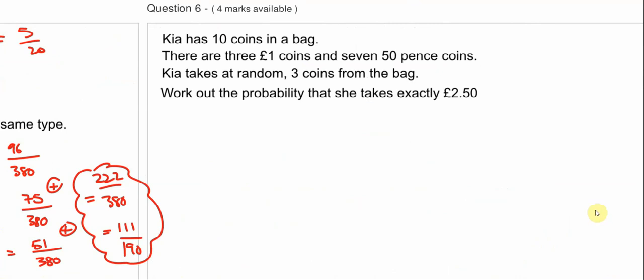Okay, and Kia has 10 coins in a bag. 3 of them are £1 coins, so the probability of a £1 coin would be 3 out of 10, and probability of 50p would be 7 out of 10. Kia takes at random 3 coins from the bag. Work out the probability that she takes exactly £2.50.